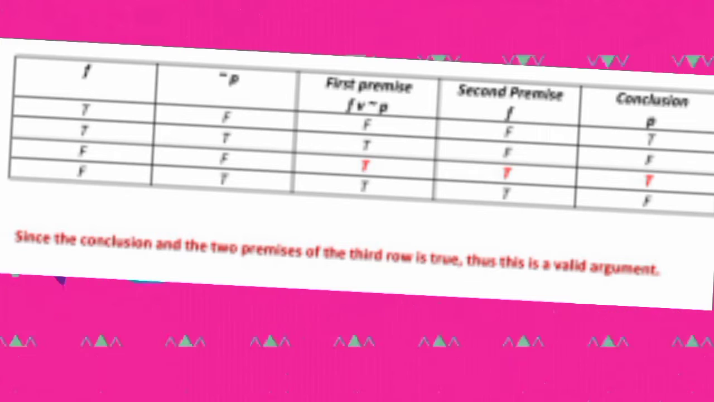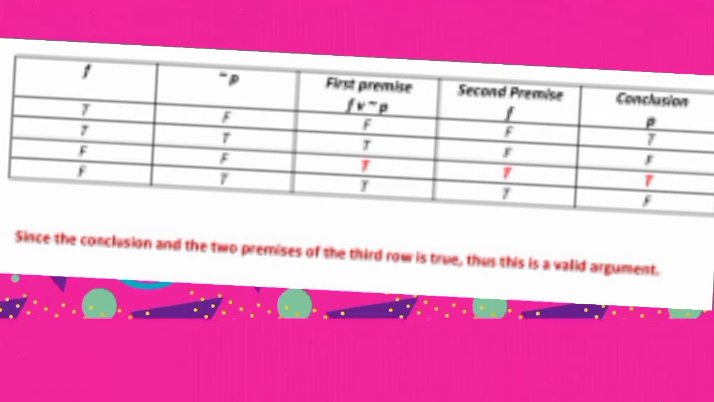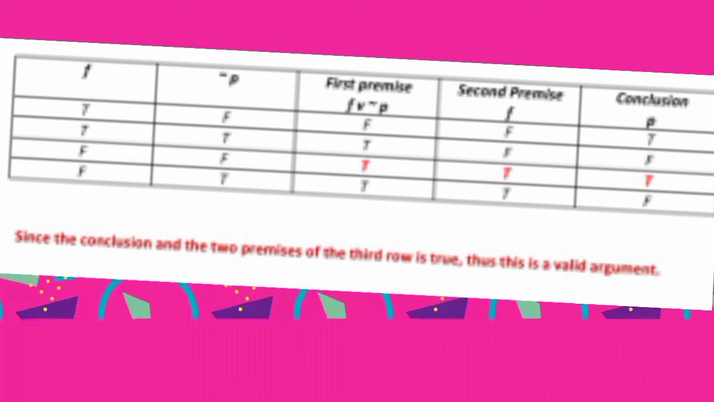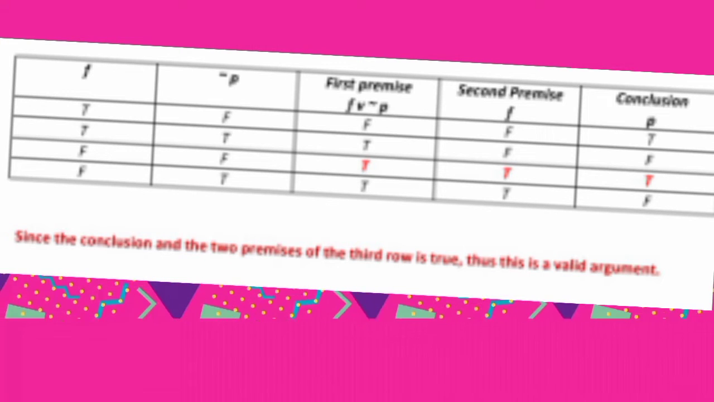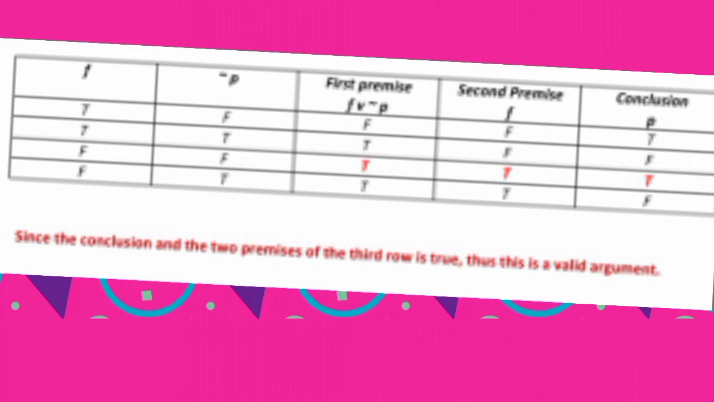Lastly, let us create a table which consists of F, P, the first premise, the second premise, and the conclusion. If the first premise and second premise are both true and the conclusion is also true, which symbolizes validity, as shown in the third row, then the statement is valid. Want some more? Then let my colleagues explain and show you some examples of arguments. Here we go.